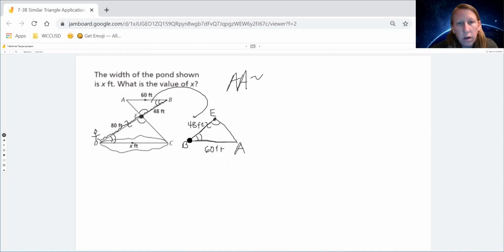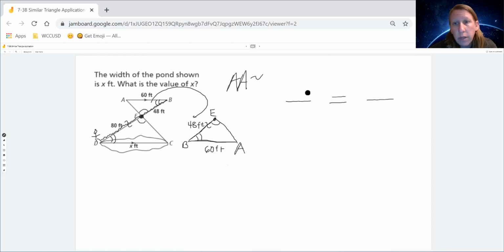Okay, so in your proportion, a proportion is two equal ratios. You're going to have some fraction equal to another fraction. In your proportion, you need the 80 and the 48 to go together. So they could either be 80 and 48, or they could be 80 and 48.